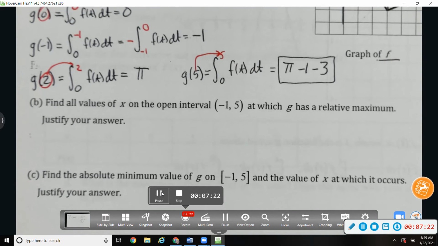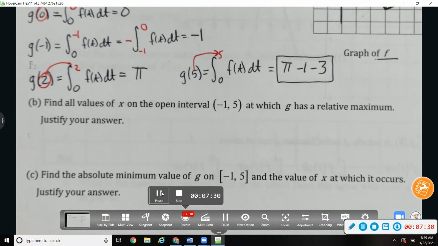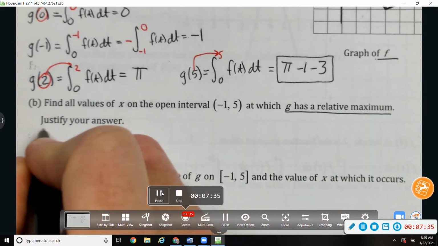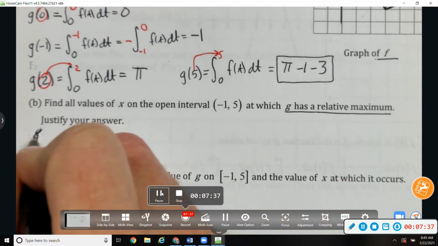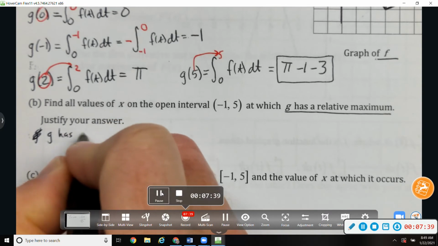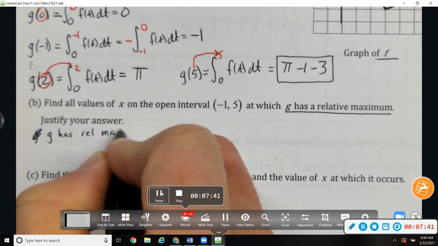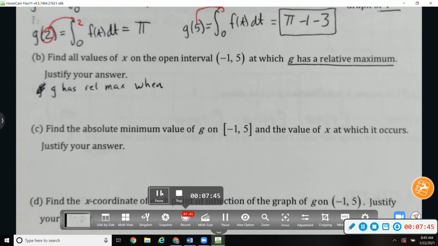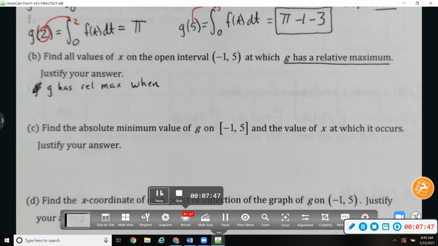Part B. Find all values of x on the open interval -1 to 5 at which g has a relative maximum. Justify your answer. Okay, well, let's justify our answer first, and then we'll use our picture and see if we can figure out what's going on here.